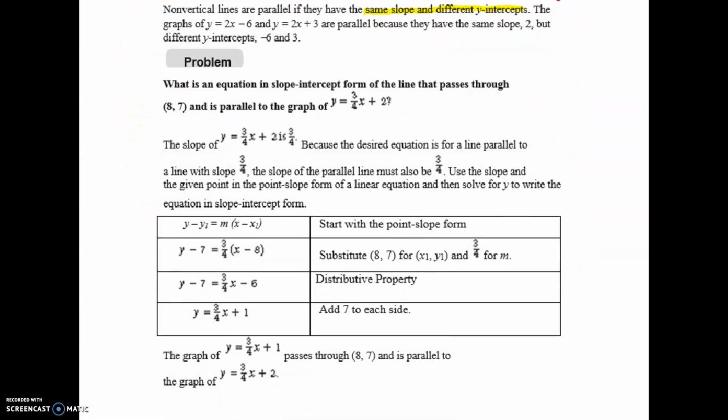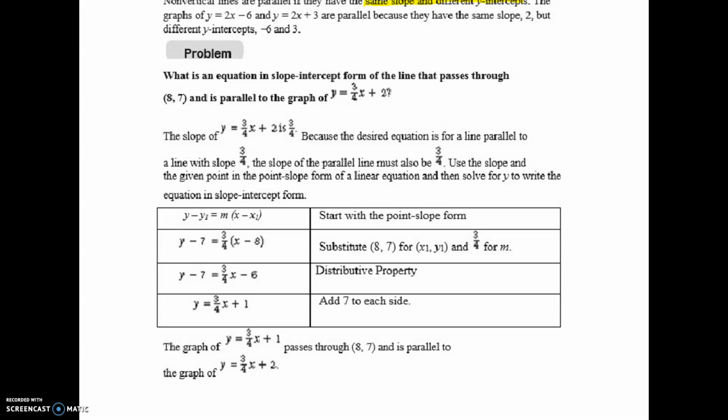So if we look at this example here, this example again is kind of already worked out, so you can have an example to look at as you are going through your problems. So here they want us to write an equation in slope-intercept form. So that's important to know. For the line that passes through this point, which is (8, 7), and is parallel to this other line.